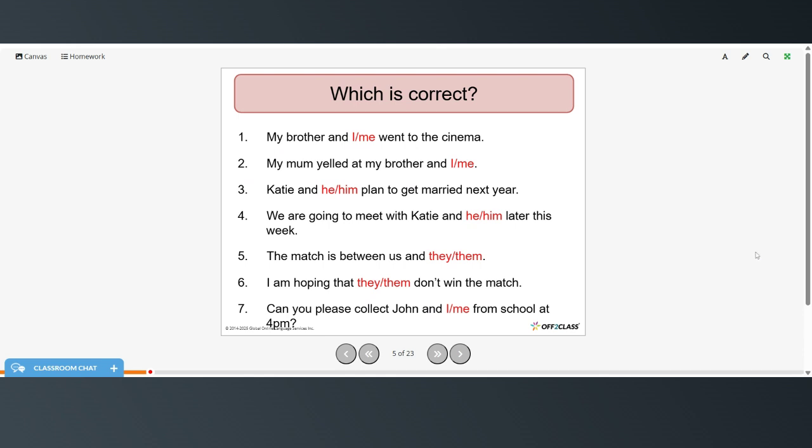All right, now choose the correct pronoun for each of these sentences. Again, you can pause the video and try these on your own, and then restart when you're ready to check your answers. So, my brother and I went to the cinema.